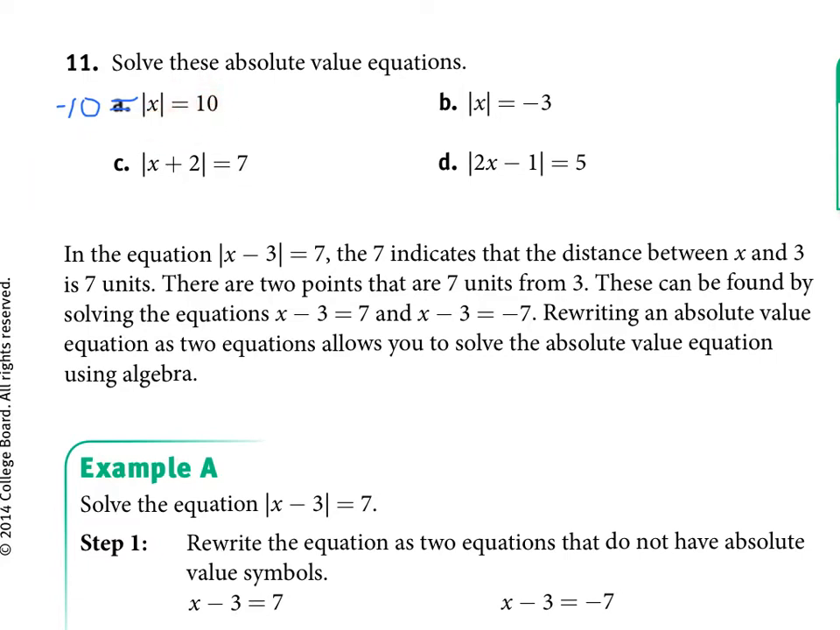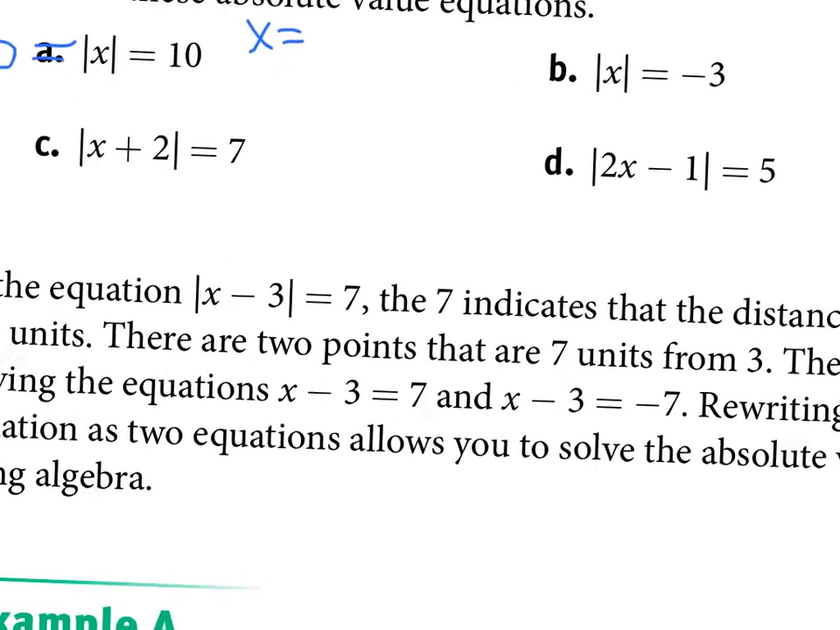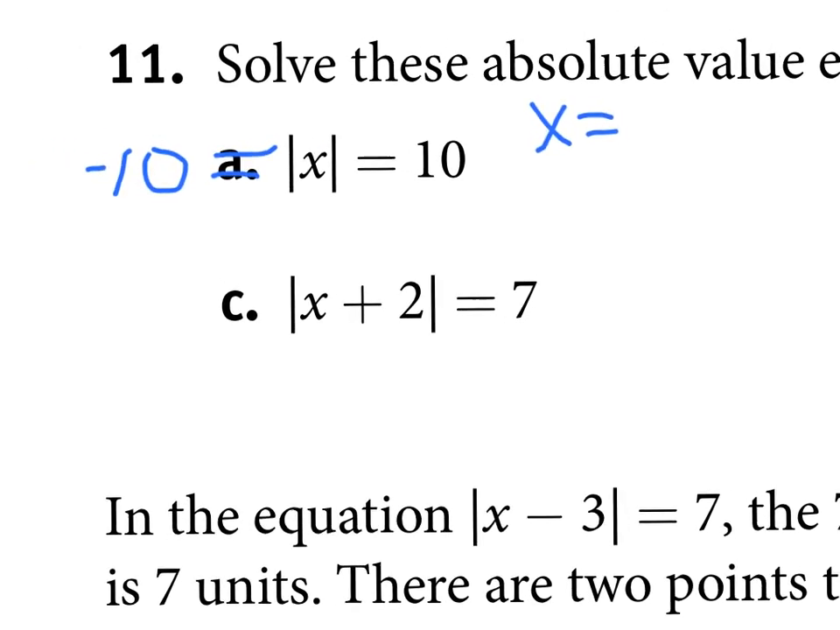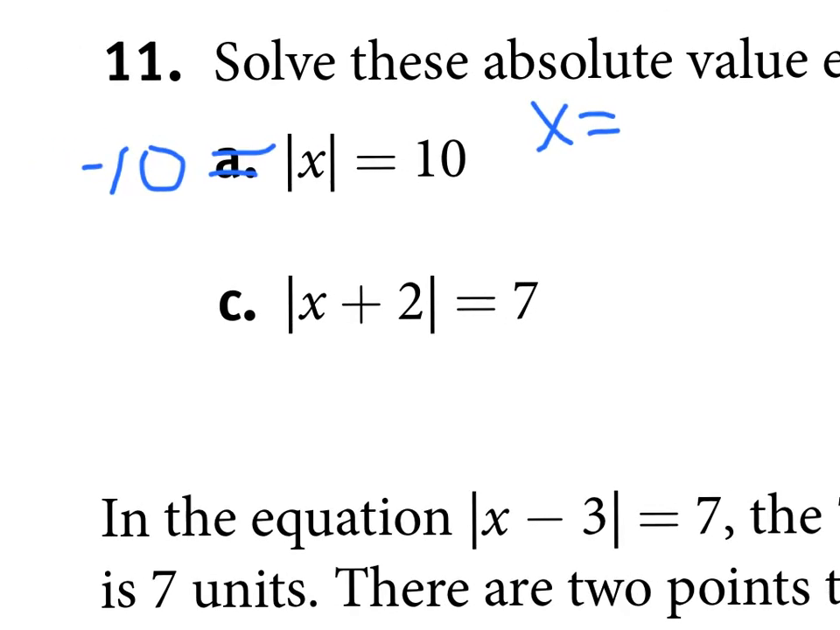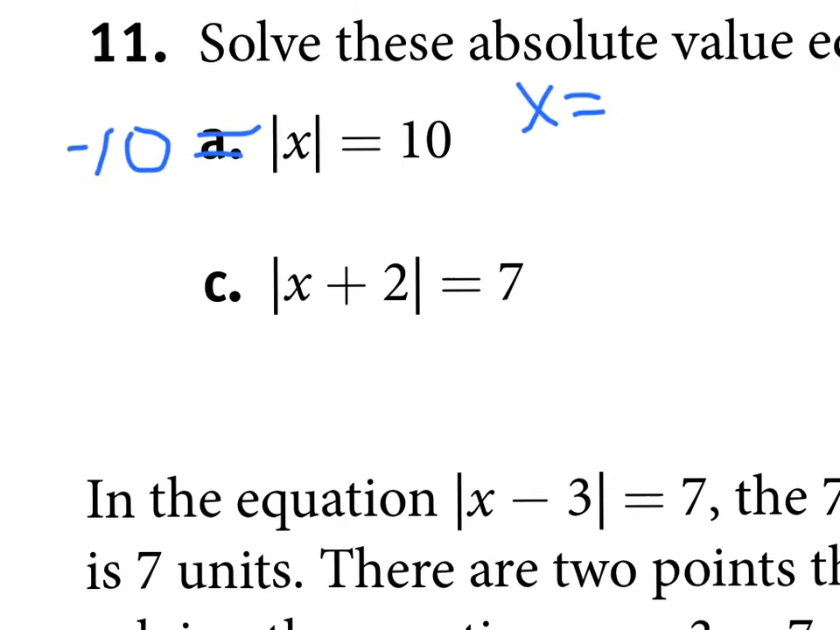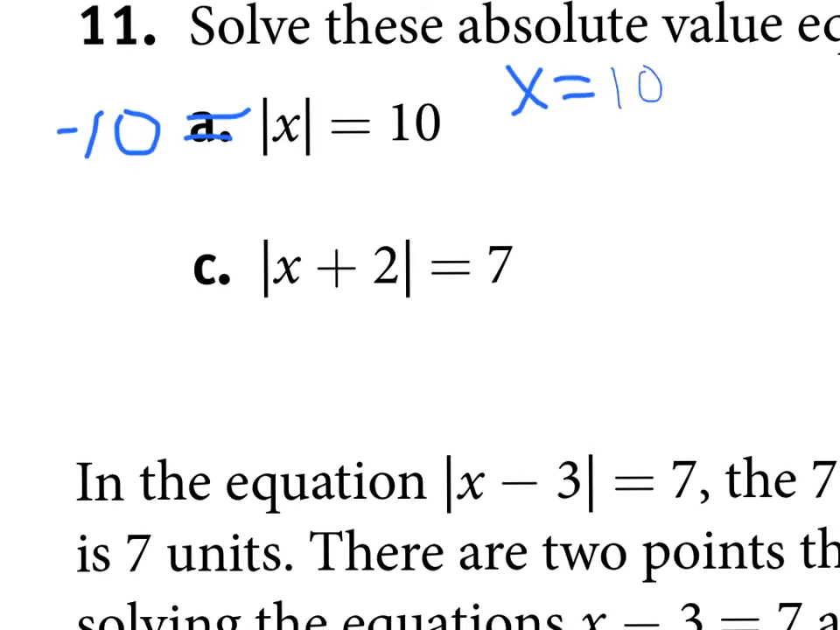Now x is already solved. X is already by itself, so this is real easy. I'm going to zoom in here because this makes it a little bit easier to write. X equals 10 and x equals negative 10. That's terrible. Sorry, guys. Okay.